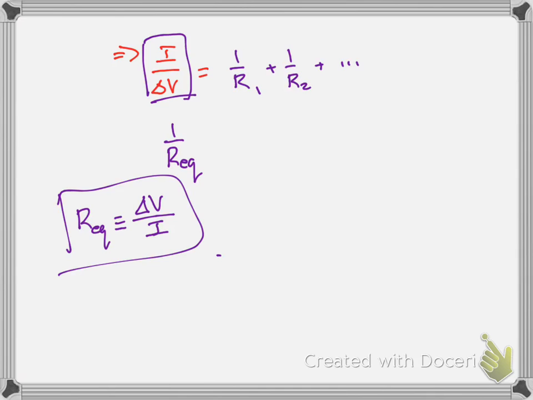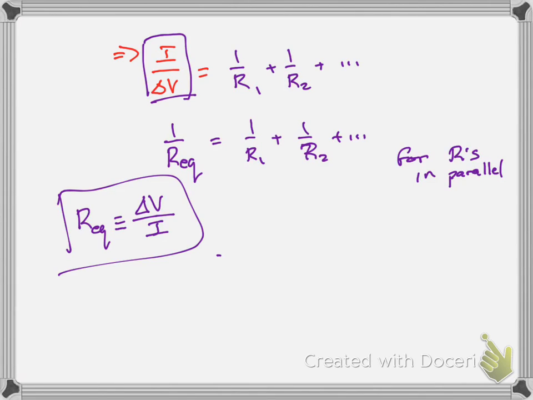That's how the definition of the R equivalent, delta V over I for the battery. So 1 over R equivalent is 1 over R1 plus 1 over R2 plus dot, dot, dot if there's more in parallel. We've already seen that, but now I've proven that. The equivalent resistance for resistors in parallel goes as the sum of the inverses.